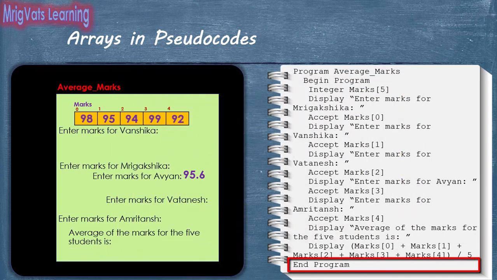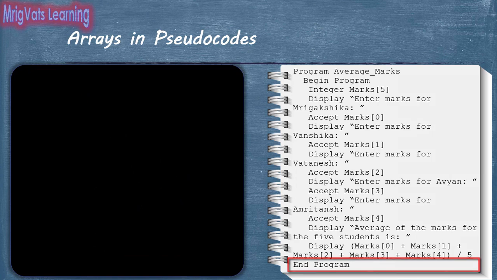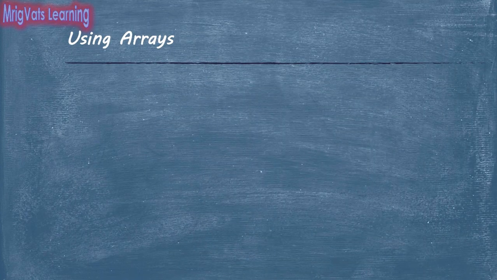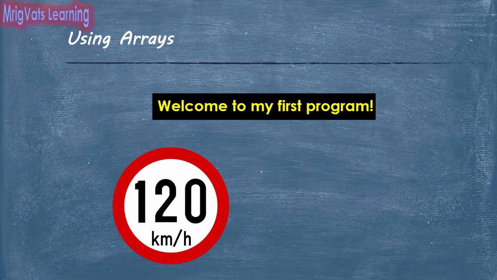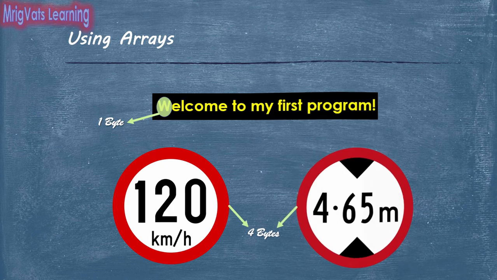As soon as the end program statement is run, the entire memory associated to the program is released for other activities of the computer. If you recall the data types and variables video that I had posted earlier, a variable of a text data type requires 1 byte of memory and stores only one character in it. However, a variable of an integer data type needs 4 bytes of memory and stores a complete number.